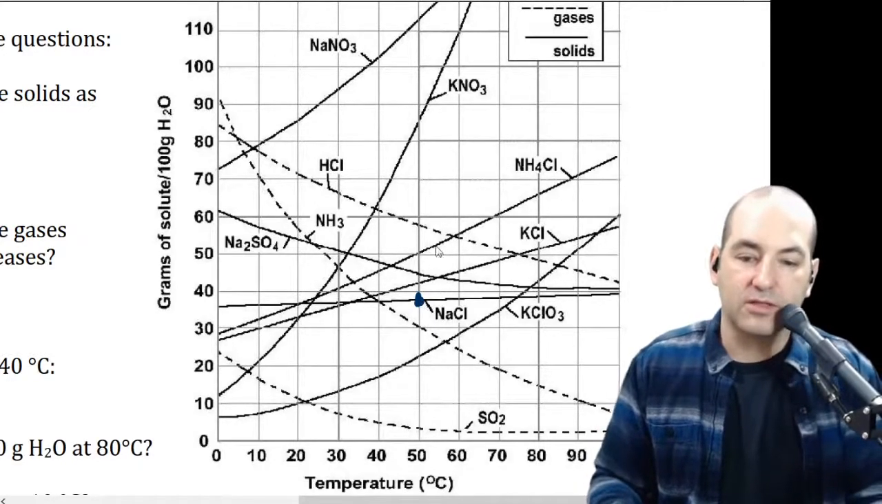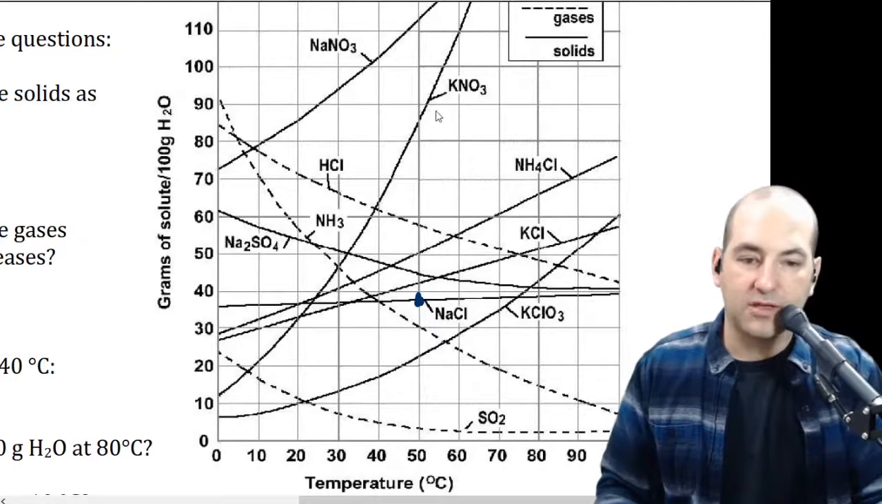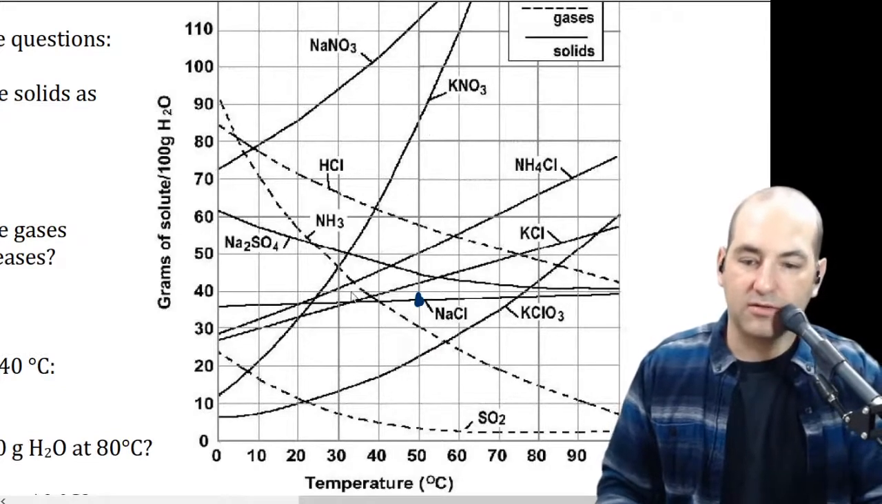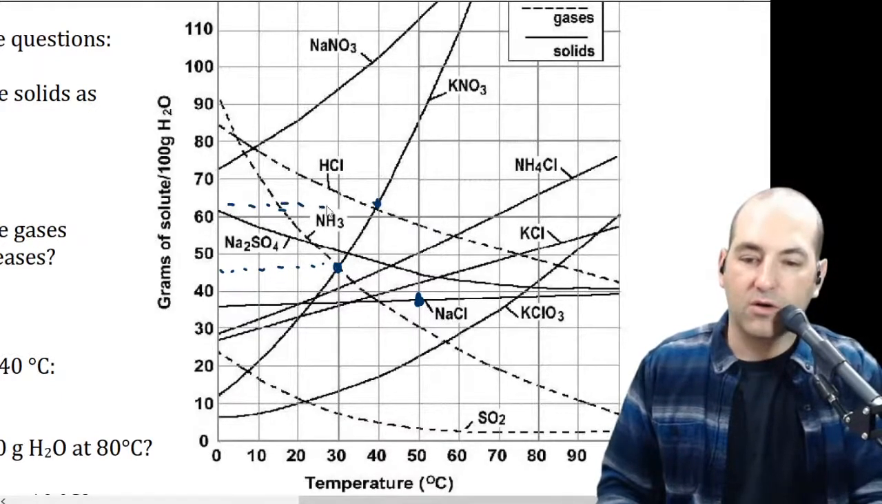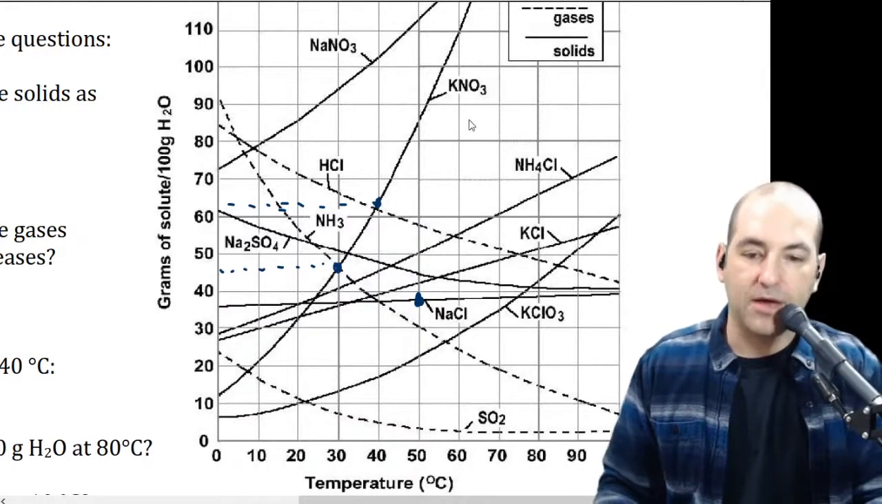Look at some of these other ones, though, that make a huge difference. Like this one, potassium nitrate: as you heat this up, you have a massively different solubility. Potassium nitrate at 30 degrees, like right here, can hold about 47 grams, in 100 grams of water at 30 degrees. If we just up that 10 degrees, now we can hold like 60 some grams of potassium nitrate. So a big, big difference.